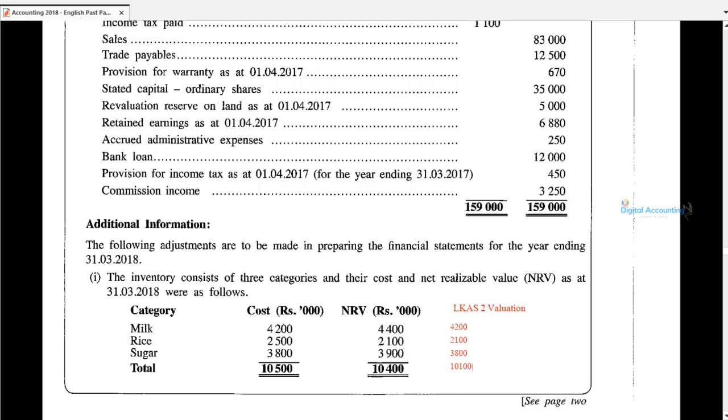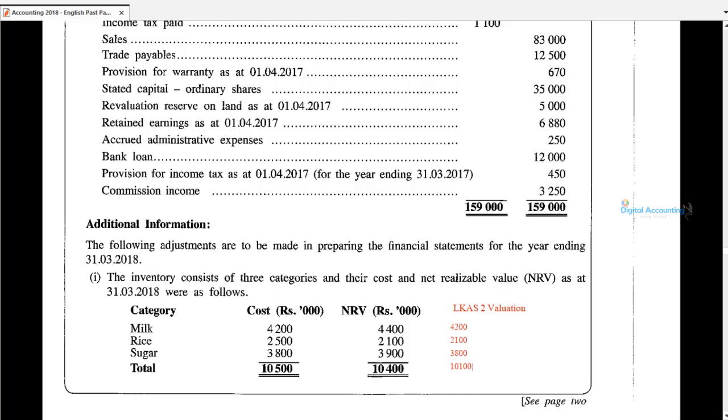The 10100 is the inventory value we should show in the statement of financial position. We actually incurred a cost of 10,500 for these inventories, but we should show 10,100 as per LKAS 2 inventories. There is a reduction in the inventory value by 400 and it is an expense for the company.